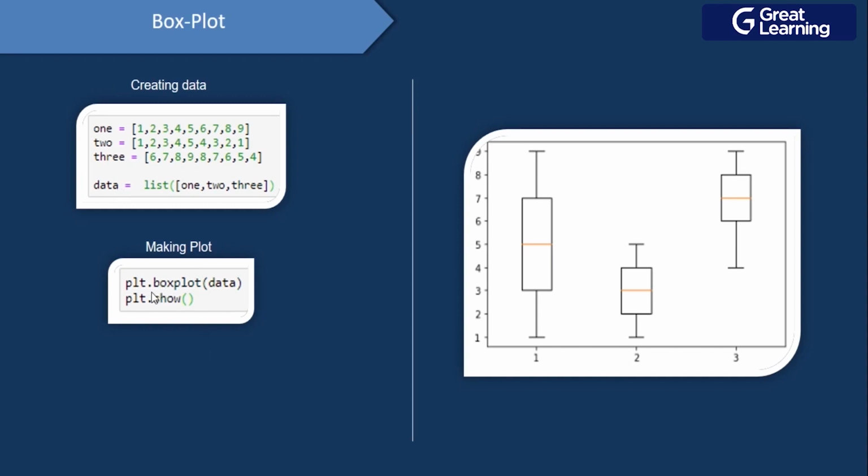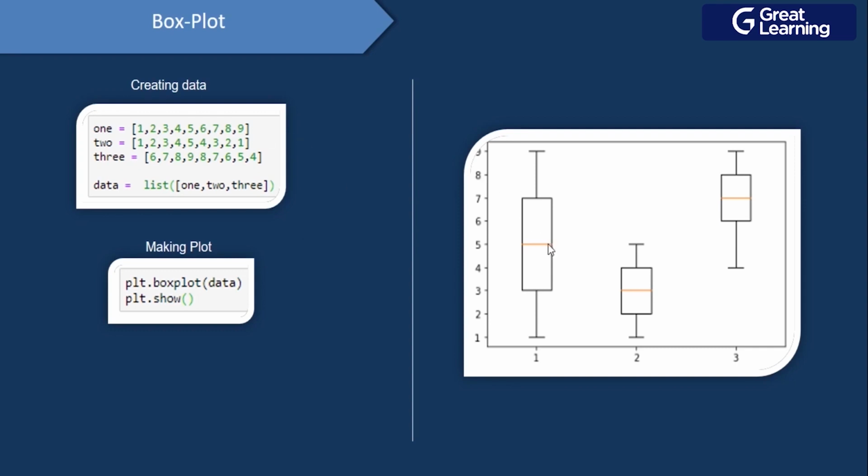Then if I have to create a box plot, I'll just use plt.boxplot, and inside this I'm passing in this data object which I just created, and when I show it out, this is the result which I get. Now when I compare these 3 boxes, let's actually understand the inferences over here. So this box basically refers to this particular list.